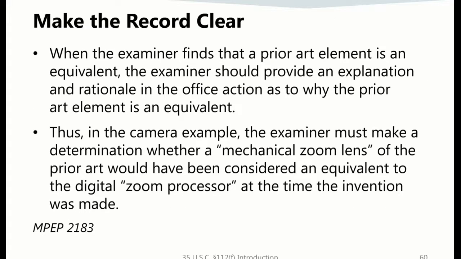If the examiner finds that a prior art element is an equivalent, then he or she should provide an explanation and rationale in the office action as to why the prior art element is an equivalent. The examiner also must decide if the claim as a whole would have been prima facie obvious and make a rejection under 35 U.S.C. 103 if appropriate.